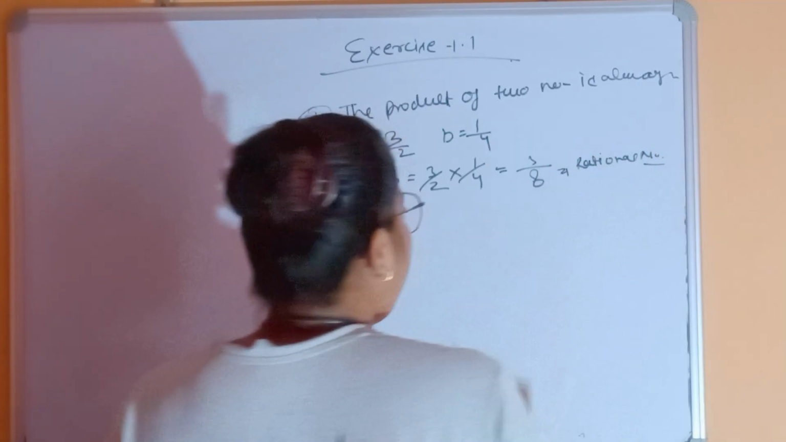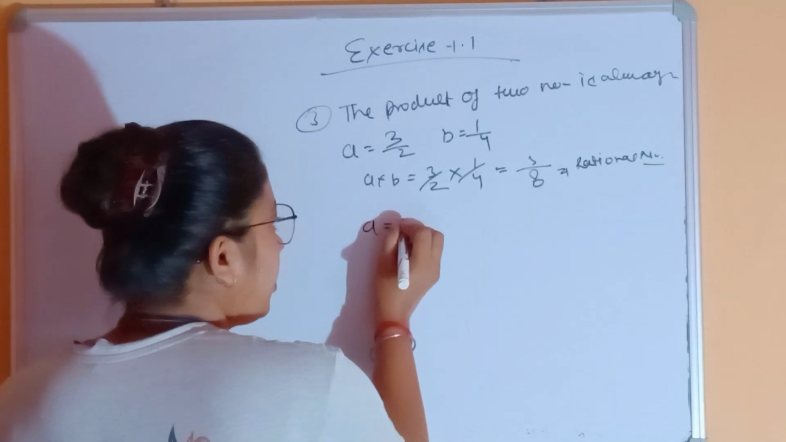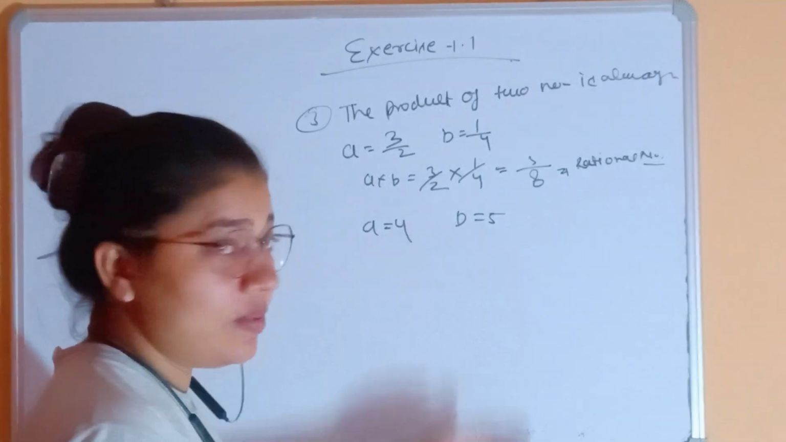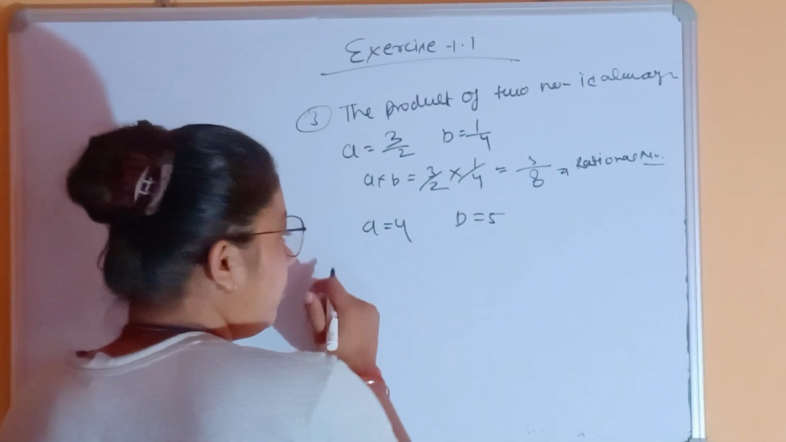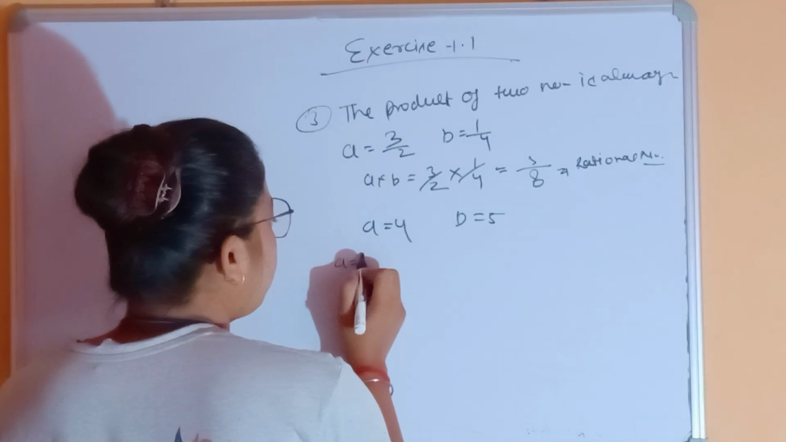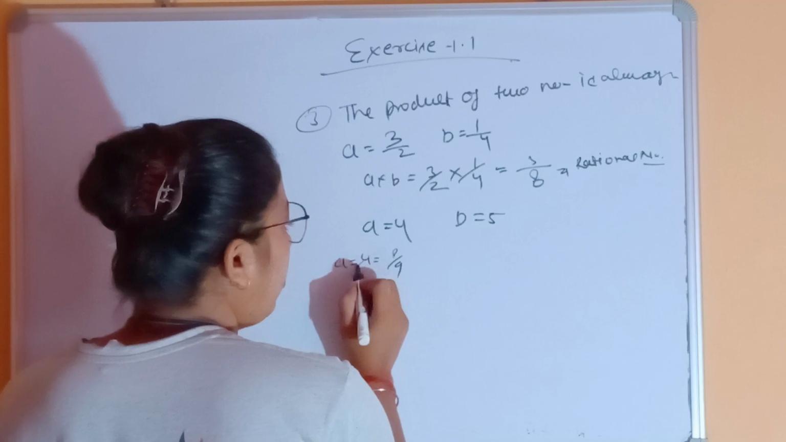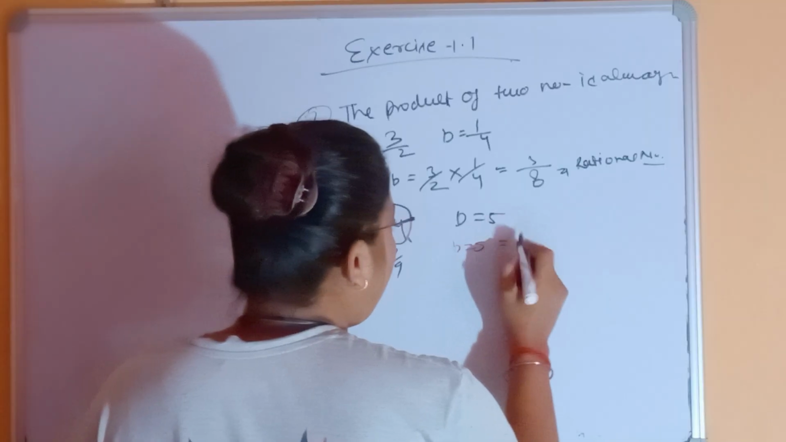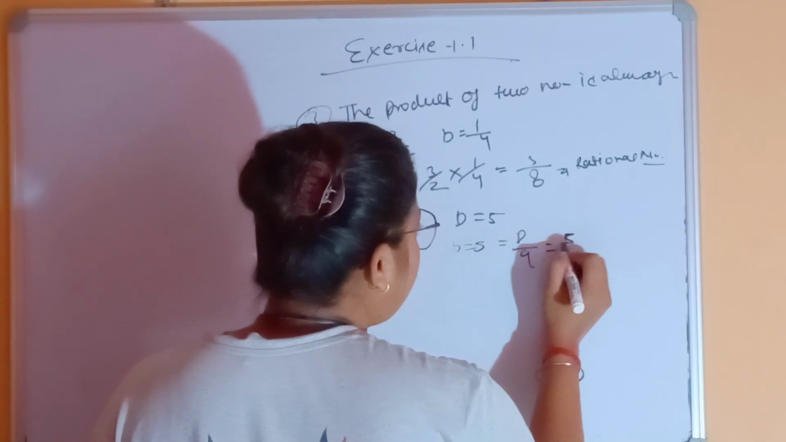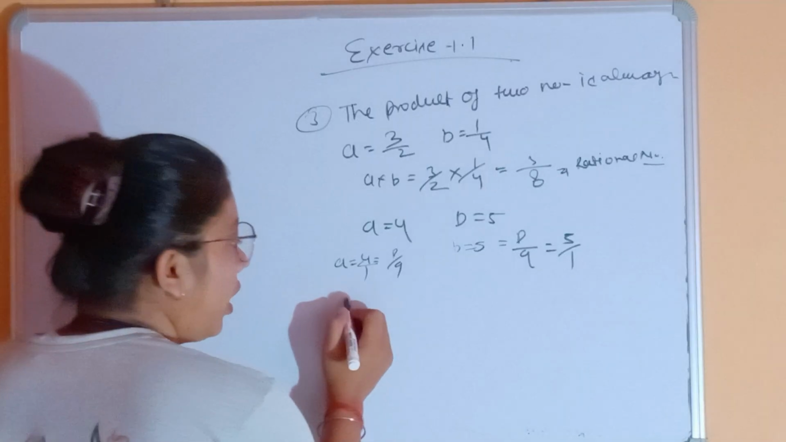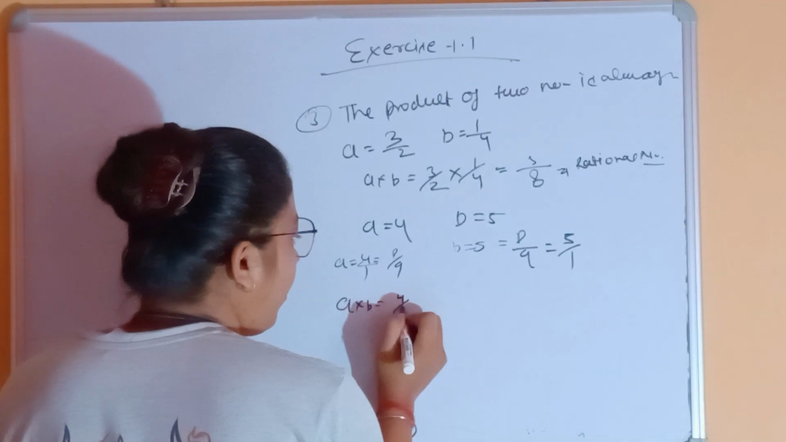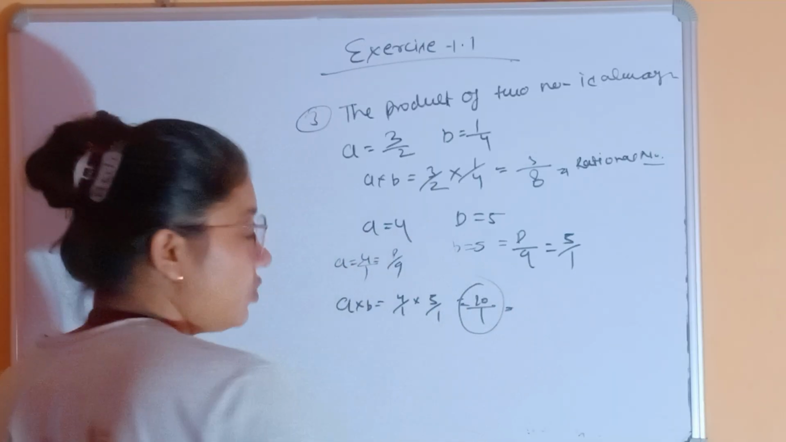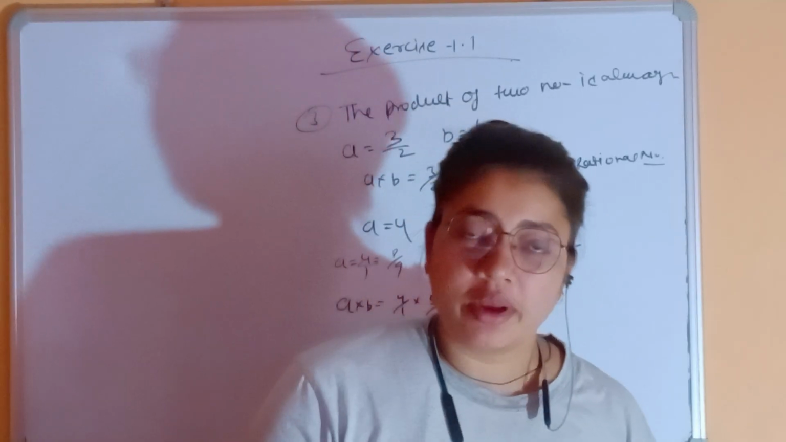Another example: a is equal to 4 and b is equal to 5. Here 4 is a rational number and 5 is a rational number. We can write 4 in p by q form as 4 by 1, adding 1 in the denominator. Similarly 5 is 5 by 1. Then a into b is 4 by 1 into 5 by 1, which is 20 by 1, also a rational number. So the answer is that the product of two rational numbers is always a rational number.